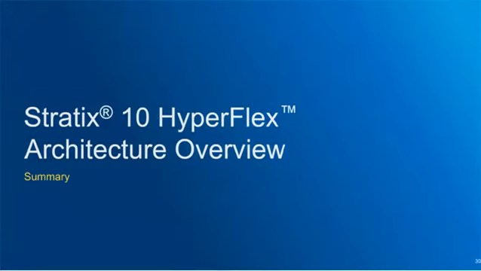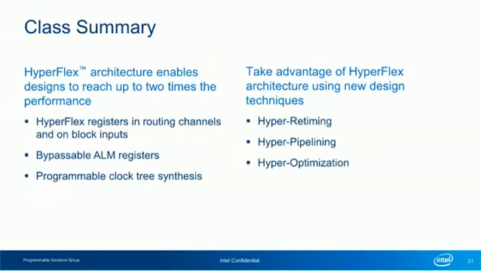So this concludes our look at the Stratix 10 HyperFlex architecture. As you can see from this training, the hardware changes available in the HyperFlex architecture enable designs to reach up to 2 times performance gains, on average, over previous FPGA architectures. These include HyperFlex registers on routing channels, HyperFlex registers on block inputs, bypassable ALM registers, and programmable clock tree synthesis. To take advantage of the architecture, you as a designer can employ the design techniques of hyper-retiming, hyper-pipelining, and hyper-optimization.